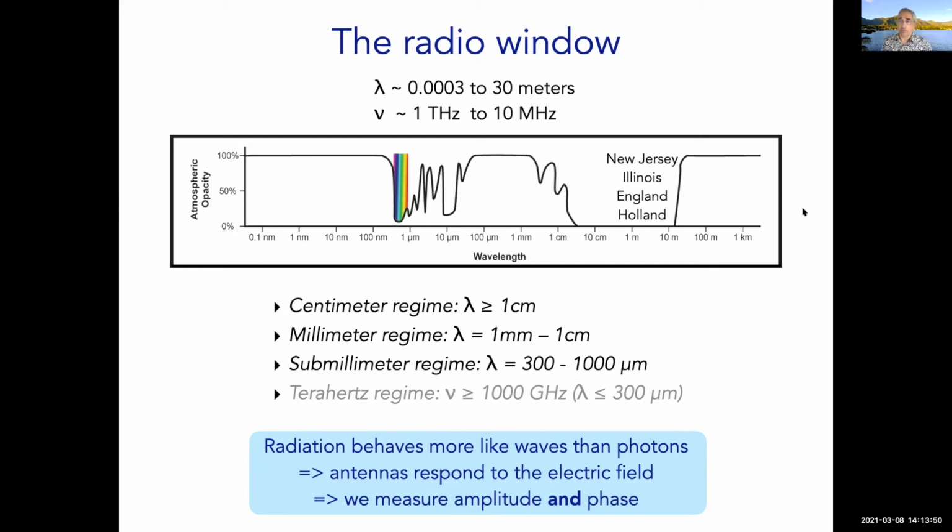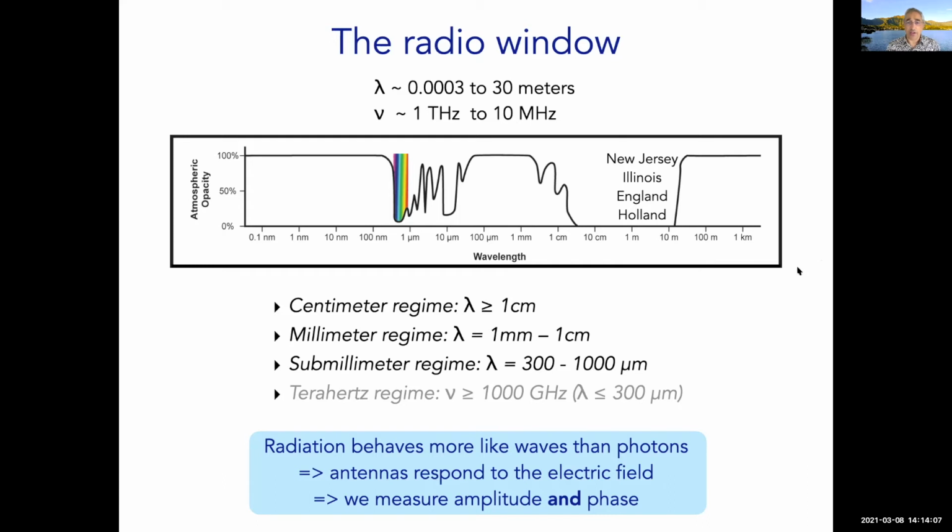The atmosphere is fairly transparent, as I said, in this range, and so especially at a centimeter or more, you can observe from very cloudy places. So radio astronomy was actually pioneered in places like Jersey, Illinois, England, and Holland.